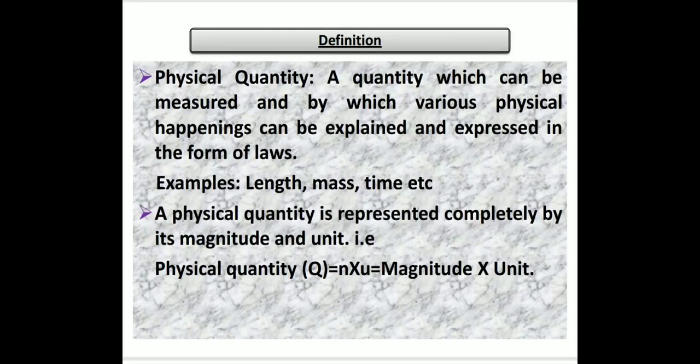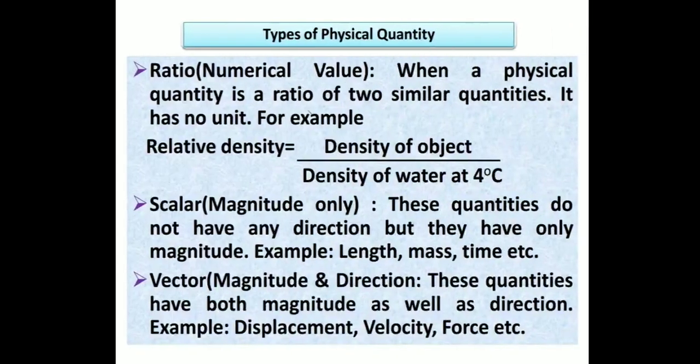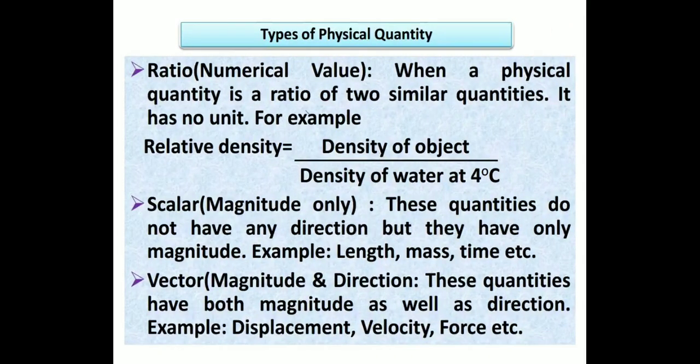Here we have types of physical quantities. First one is ratio, which only indicates numerical value. Along with that, we don't have any measuring terms. When a physical quantity is a ratio of two similar quantities, it has no unit. For example, relative density is equal to density of the object by density of water at 4 degrees Celsius.